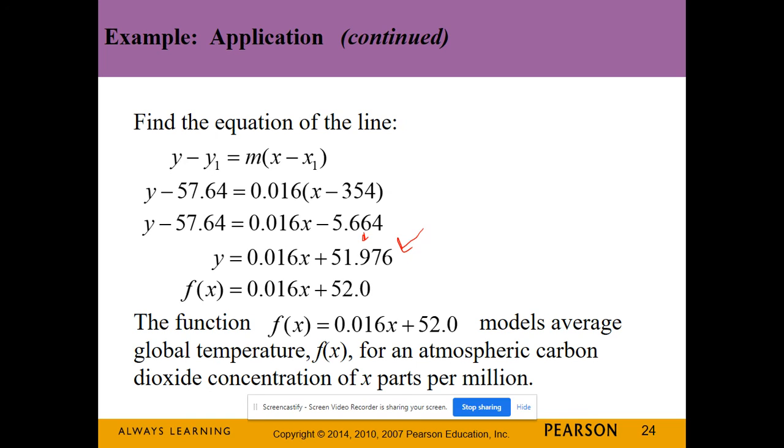All right, so then your answer to that word problem is a sentence such that the function that we created models the average global temperature, f of x, for an atmospheric carbon dioxide concentration of x parts per million. So again, I don't really need to understand the context of the question to create that model because I had enough information to just use the skills that we talked about earlier.